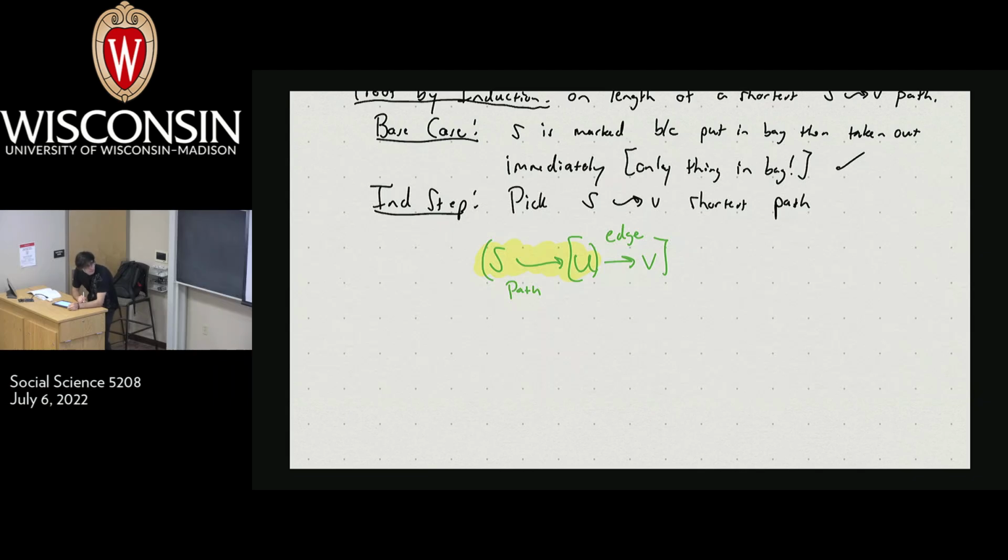Why is that? What's the length of the S to V path? Yeah, so we have one edge for U to V plus the length of the S to U path. So naturally, 1 plus something is going to be bigger than the something. So this thing is smaller than the length of S to V. And so the induction hypothesis implies that U is marked.